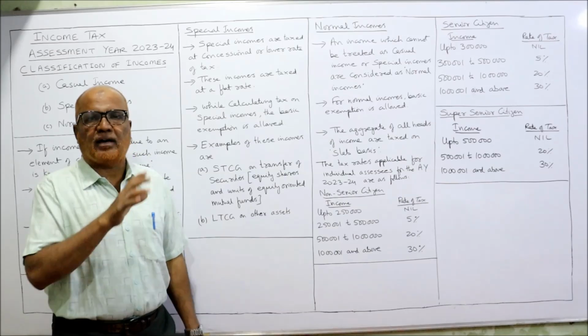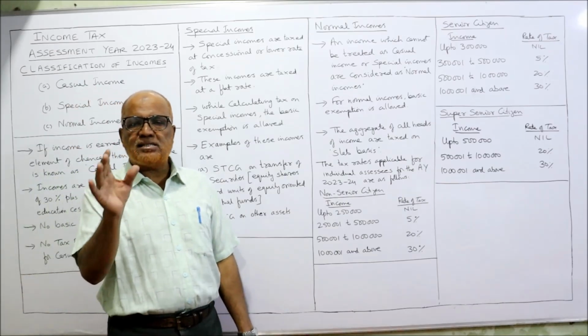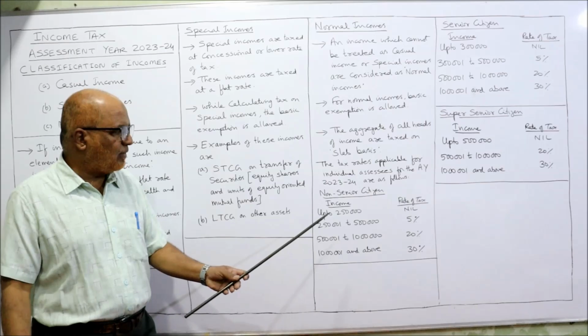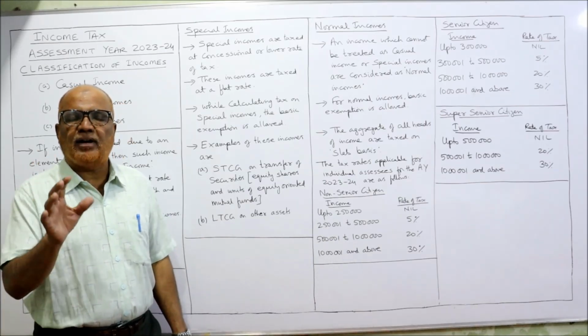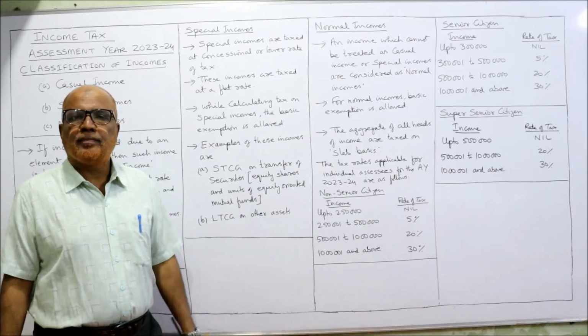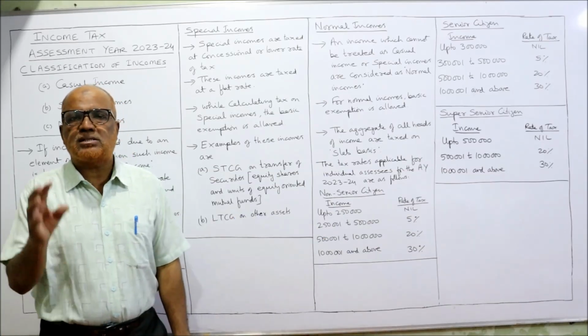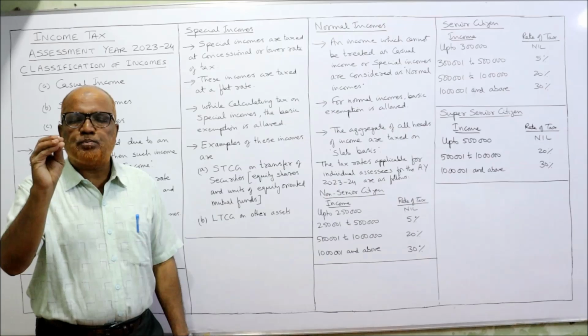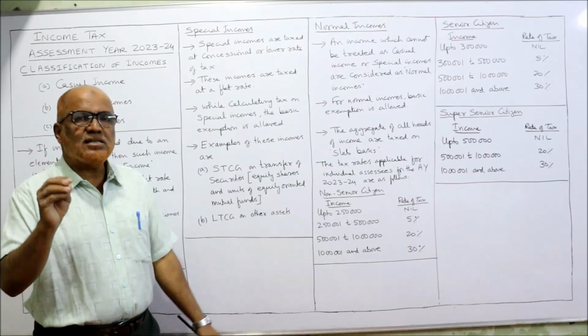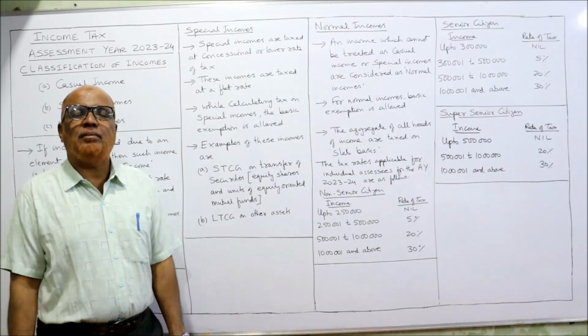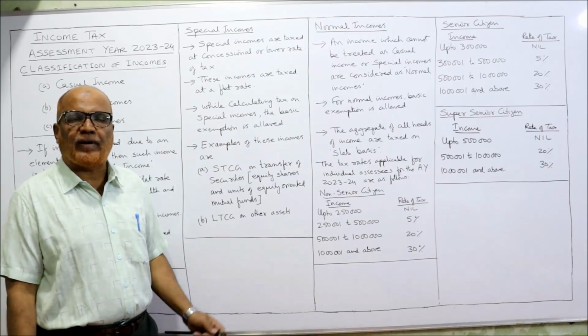2,50,001 to 5 lakh. So if a non-senior citizen is having an income between 2,50,001 to 5 lakh, he will be taxed at a rate of 5%. The tax rate applicable is 5% for those non-senior citizens whose income is between 2,50,001 to 5 lakh.